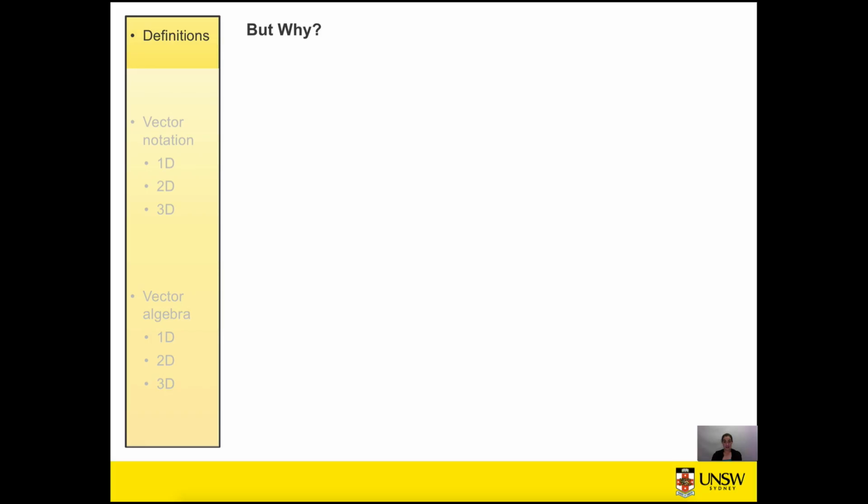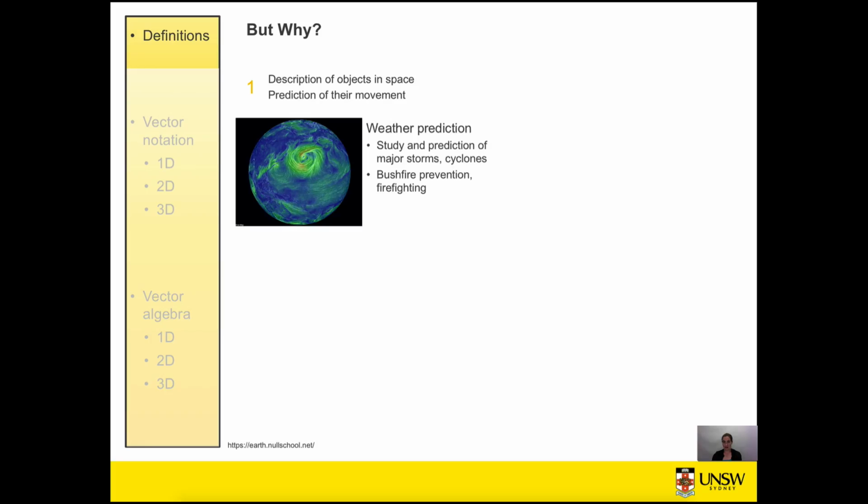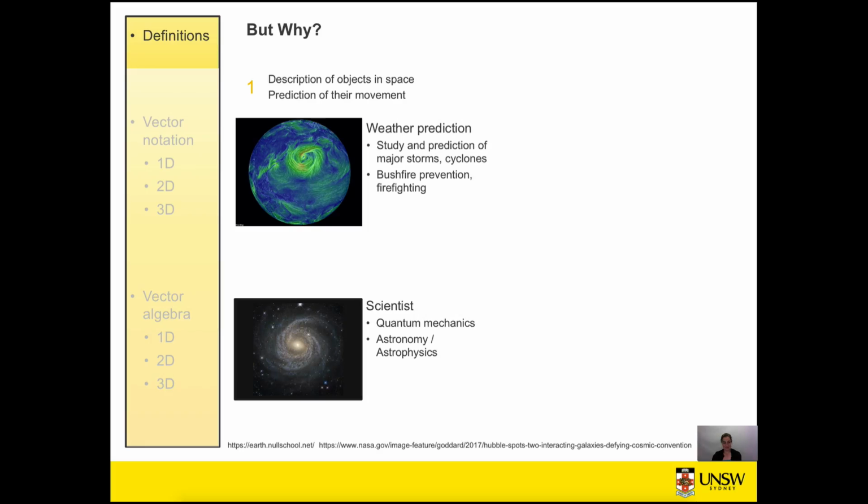So in physics and in most engineering disciplines, you will at some point in your career be dealing with vectors. They're the basic tools of the trade. So for example, if you will ever deal with the description of objects in space or the prediction of their movement, so a somewhat topical example, weather prediction, so the prediction of the strength and the path of cyclones and bushfires. These people are saving countless lives at the minute, and the basis of what they're doing is vectors.